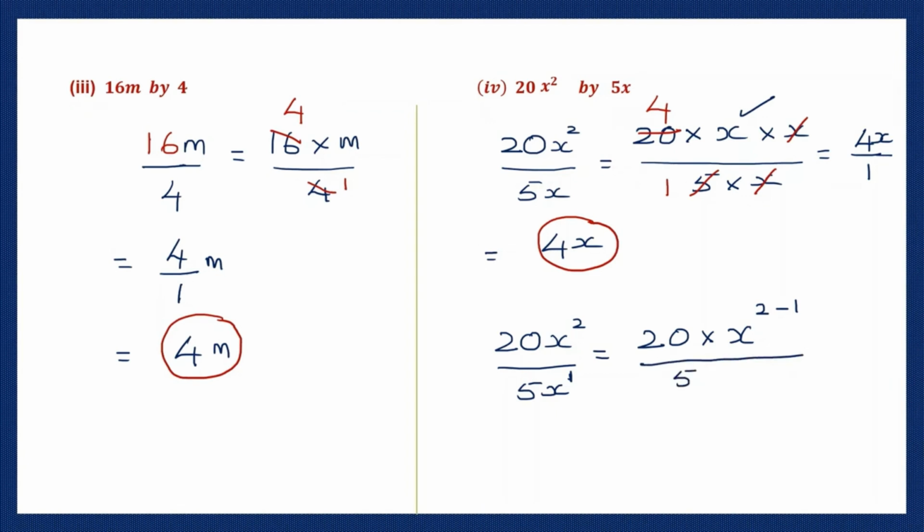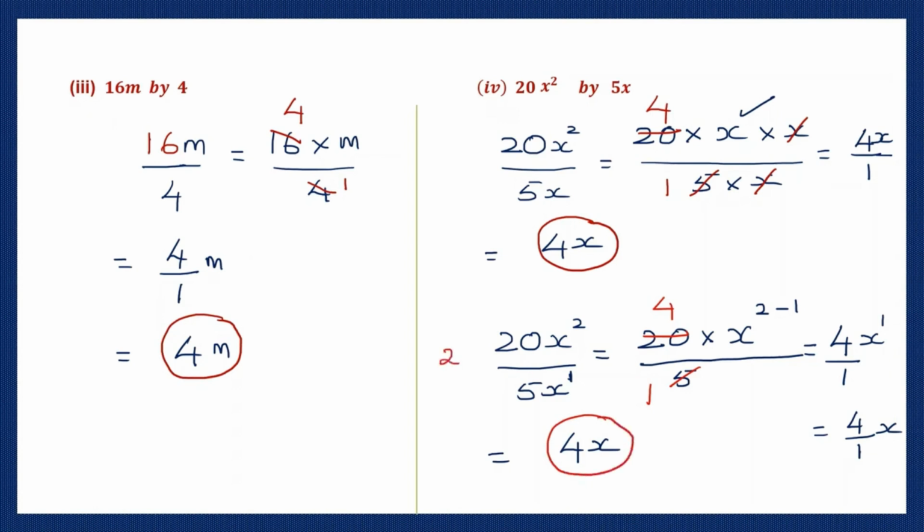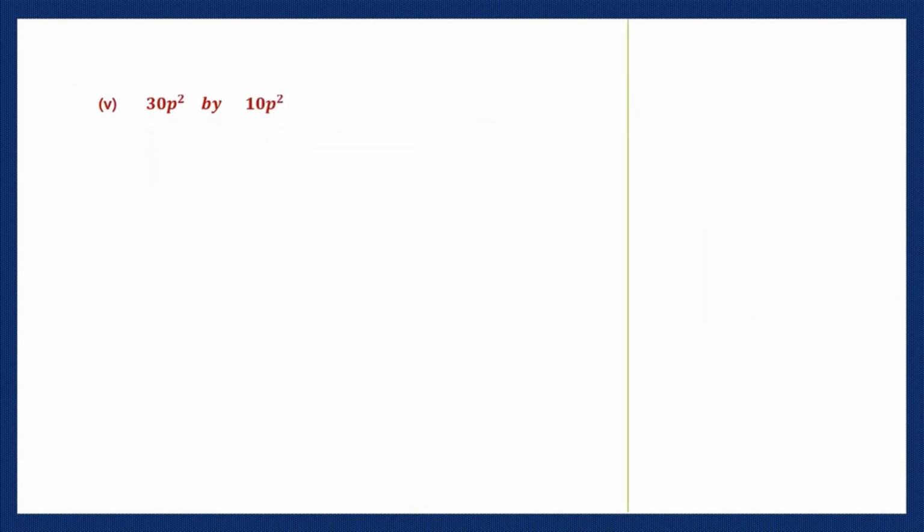So now I can cancel 5 and 20. 5 ones are 5. 5 fours are 20. And here, what will I get? I will get 4 by 1. Now x to the power of 2 minus 1. 2 minus 1 is 1. x to the power of 1, which is 4 by 1x. So my final answer is 4x. So both ways I get the answer as 4x. The second method that I have used here is the exponent method. Let's go on to the next one.